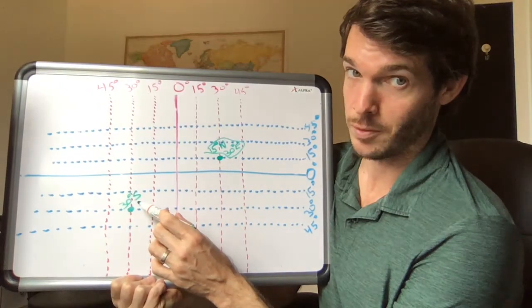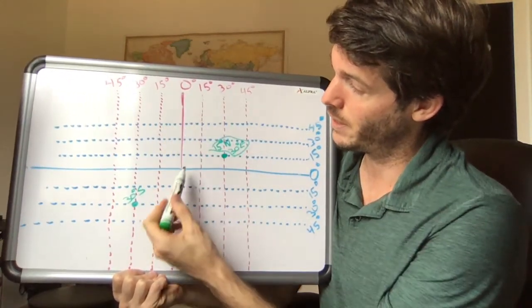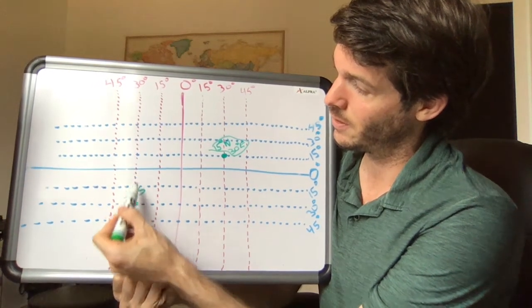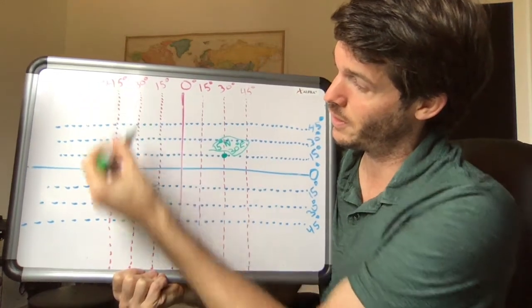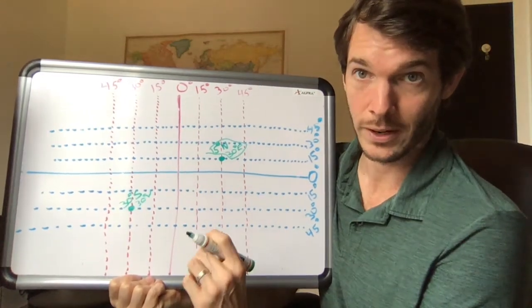Now let's find the line of longitude that runs through it. If we start at the prime meridian, we go 15 degrees west and 30 degrees west. So we see that this point is 30 degrees west. So those are my coordinates for that point.